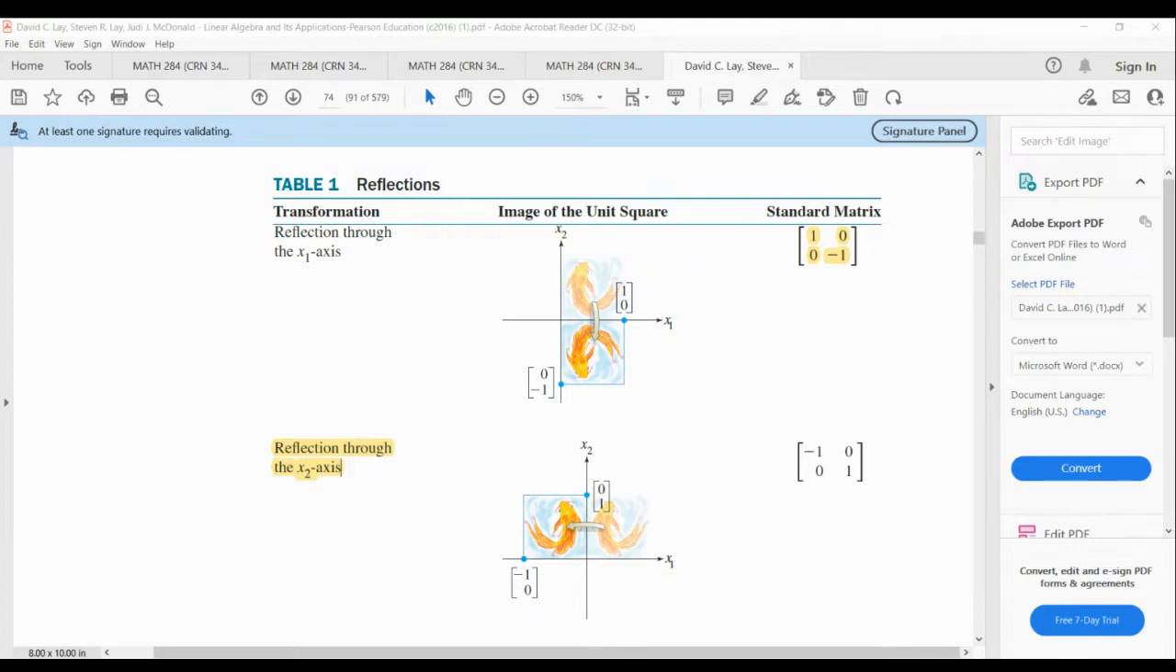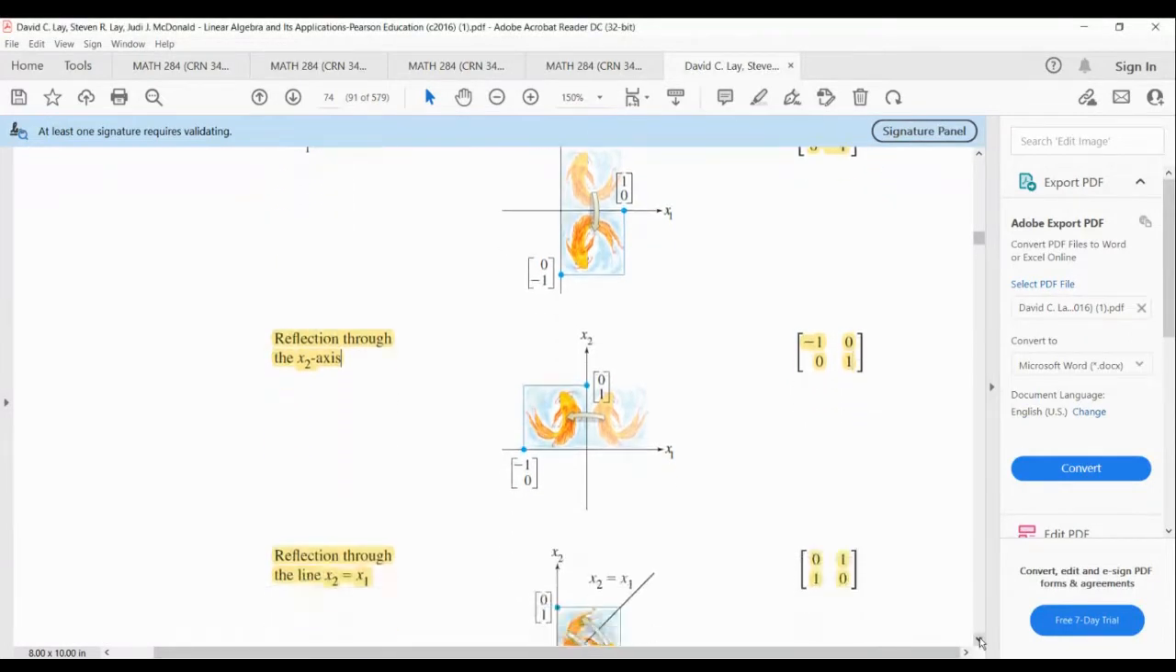And so in the standard matrix on the right, you have -1, 0 as the first column. But what about the unit vector 0, 1? Well, if you're reflecting about the x2 axis, 0, 1 maps to itself. You see how that works? And so the transformed vector is 0, 1. That makes the second column. Let's look at a few more here in the time we have.